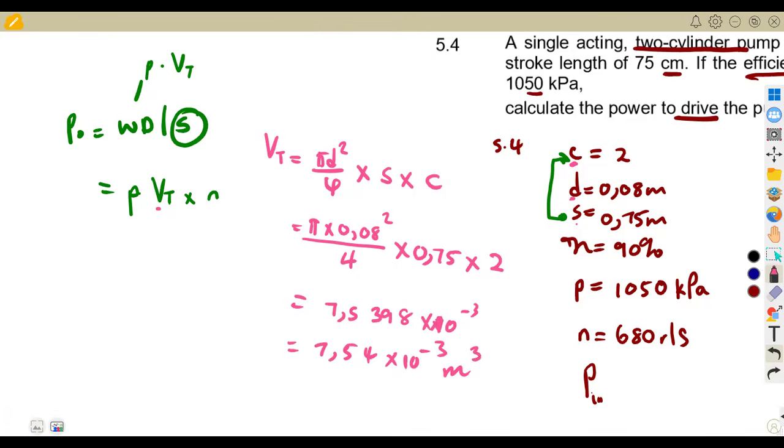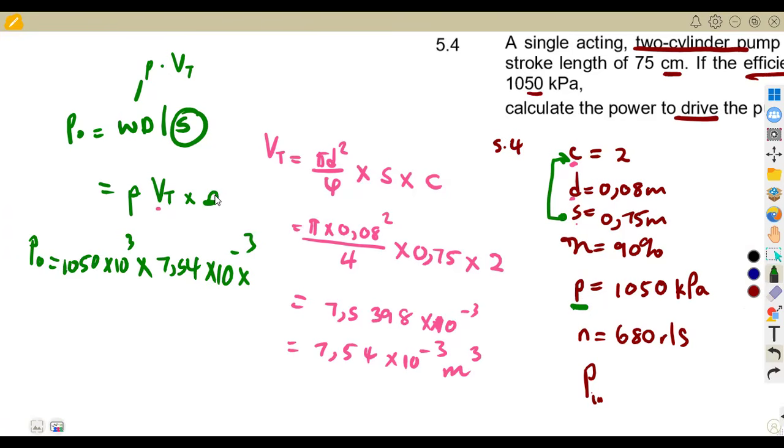So with the total volume, we can calculate P out, that is the output power, from the pressure that you are given: 1050 kilopascal times 10 to the exponent of 3 times the total volume, 7.54 times 10 to the exponent of -3 times n, the number of strokes. Sorry, this is for power.